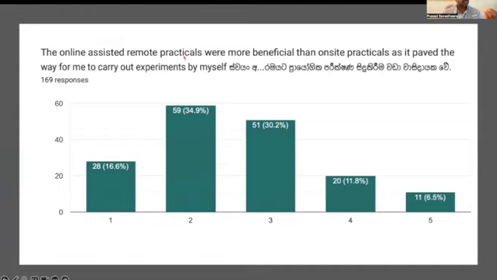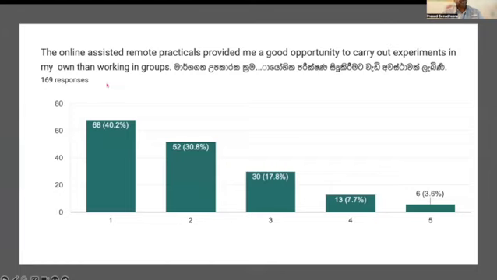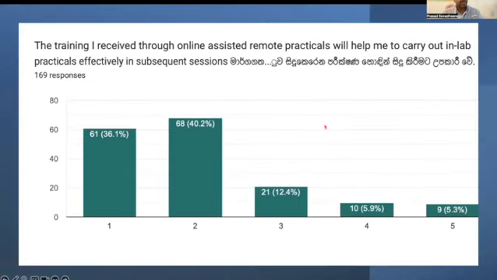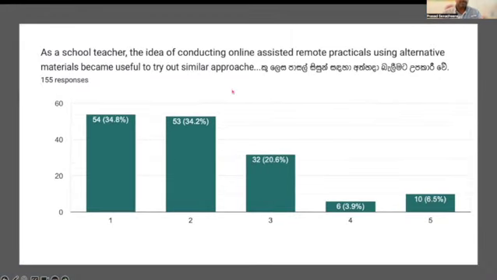And this is the statement that online assisted remote practicals were more beneficial than on-site practicals. You would see there are somewhat mixed responses. However, the other one is that online assisted remote practicals provided me a good opportunity to carry out experiments on my own rather than working in groups. Many students have agreed that yes, the training I received through the online assisted remote practicals will help me to carry out in-lab practicals effectively in subsequent sessions. Yes, of course, this is a very good question. As a school teacher, because there are so many school teachers in the batch, it became useful to try out similar approaches.